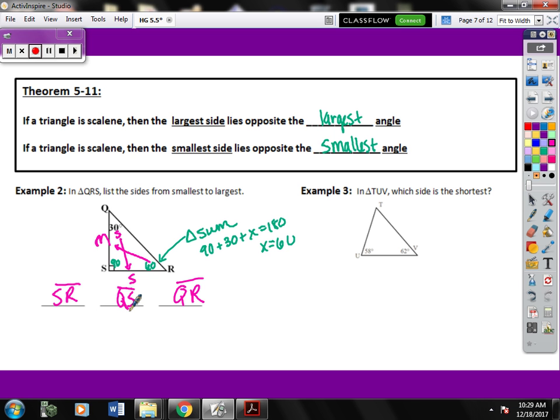See if you guys can complete example 3. Which side is the shortest? Which side would be the shortest?